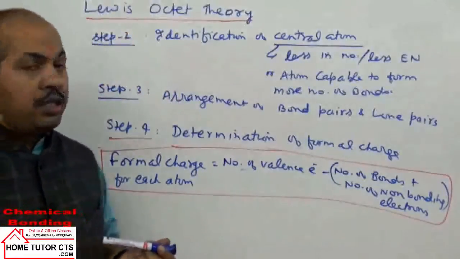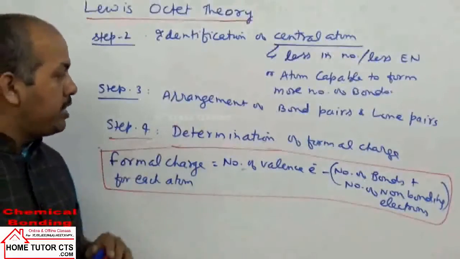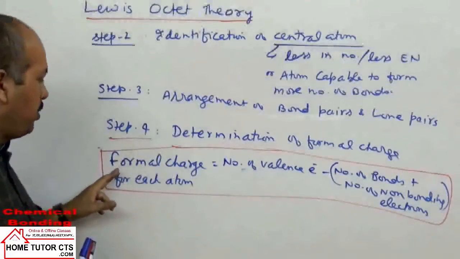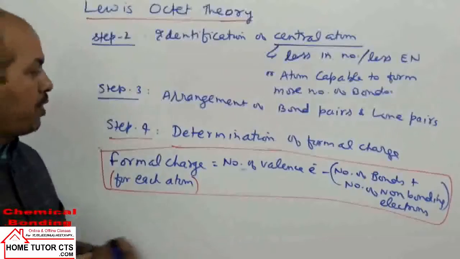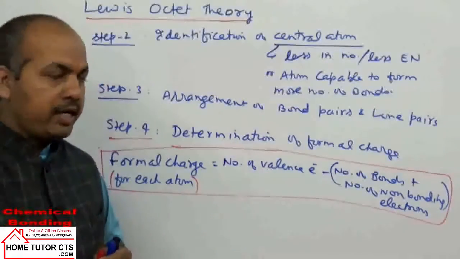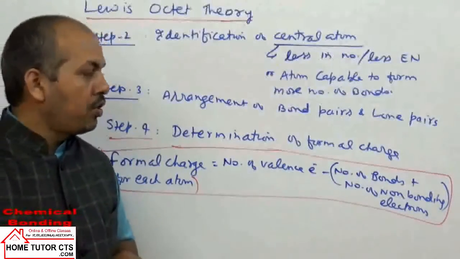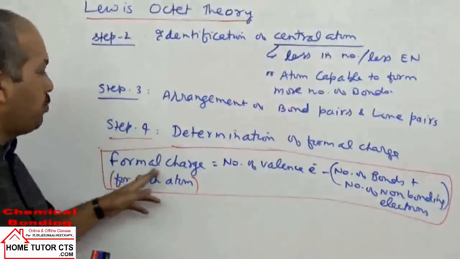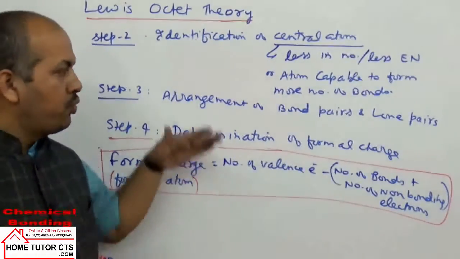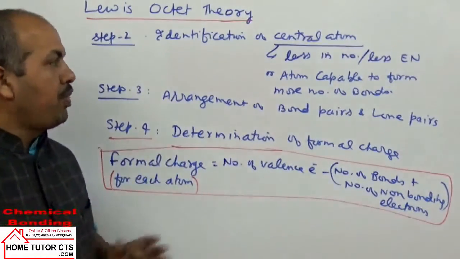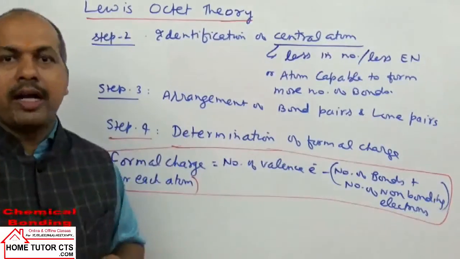After putting the central atom and arranging lone pairs and bond pairs around it, for each atom we determine the formal charge by this formula: number of valence electrons of the atom minus number of bonds plus number of non-bonding electrons. After these steps we can get the Lewis dot structures of the molecules or ions given to us.